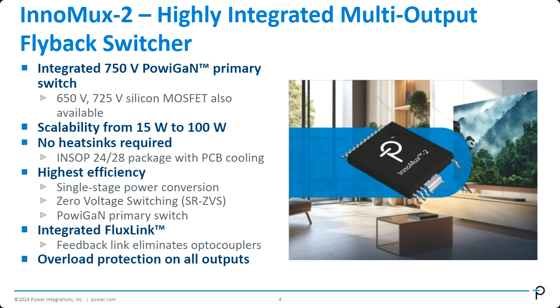Because for a traditional multi-winding flyback, the power supply sees the whole secondary as one thing rather than being able to differentiate different outputs. So you can only protect the whole unit as a whole unit itself. But InnoMux-2 is able to protect each output from its own overload condition. And we also provide a gross protection for the whole unit itself.